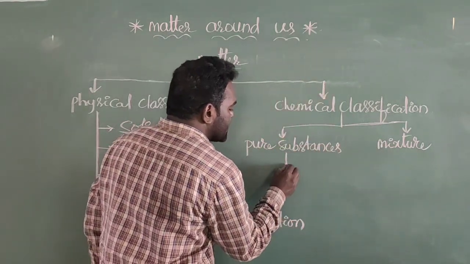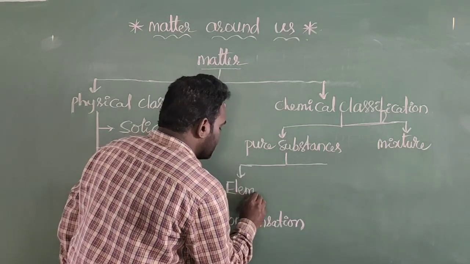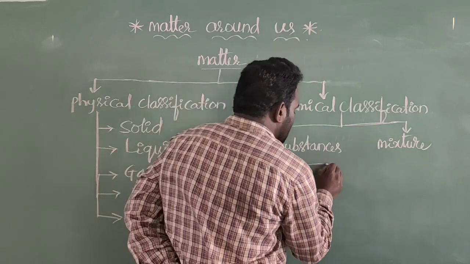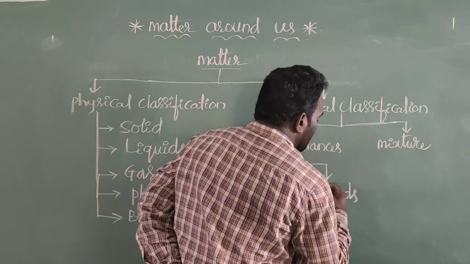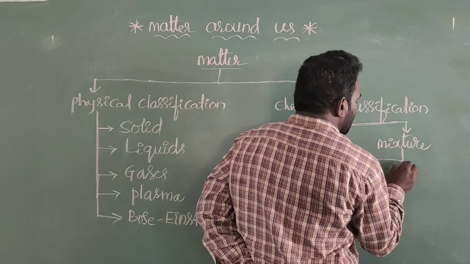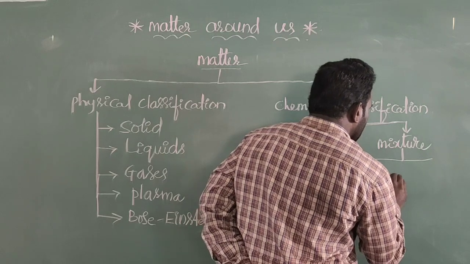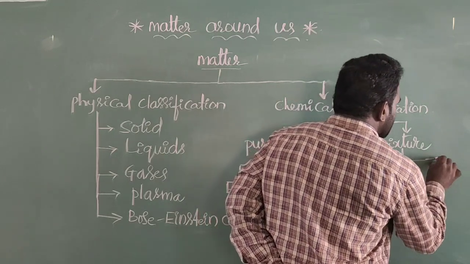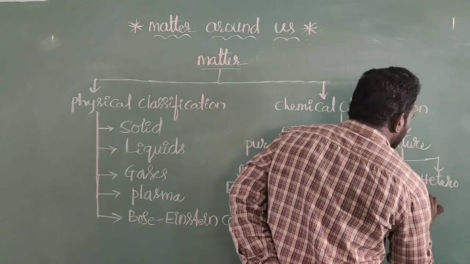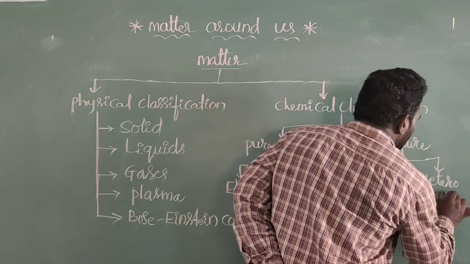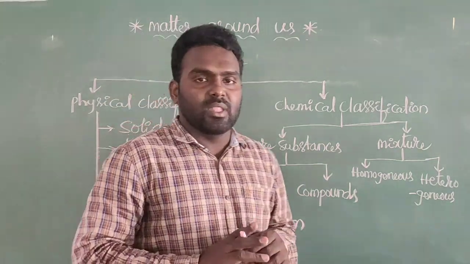Again, these pure substances are classified into two types: elements and compounds. And the mixtures are also classified into two types: homogeneous mixtures and heterogeneous mixtures. This is a clear picture of matter.